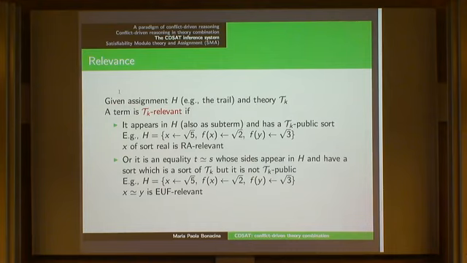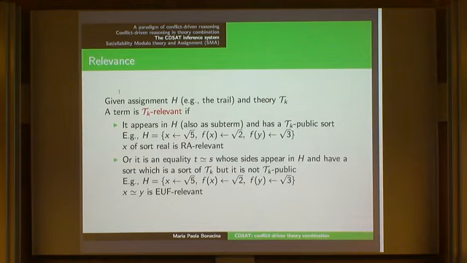Take the same assignment as before. x gets square root of 5, fx gets square root of 2, fy gets square root of 3. The equality x equal y, where x and y both appear in the assignment, is relevant for the theory of equality by the second clause. Why? Because the sort of x and y, which is the real numbers, is a sort for a UF, we assume this is the case, and it is not public for a UF, because of course it is not the theory of equality, which is responsible for assigning real values to real variables.